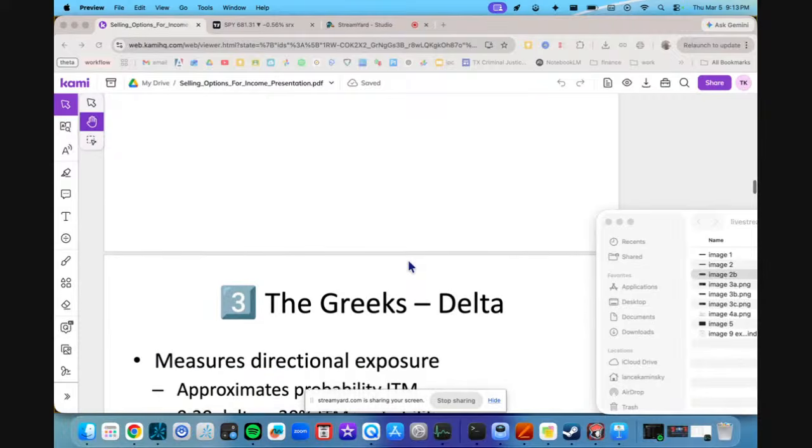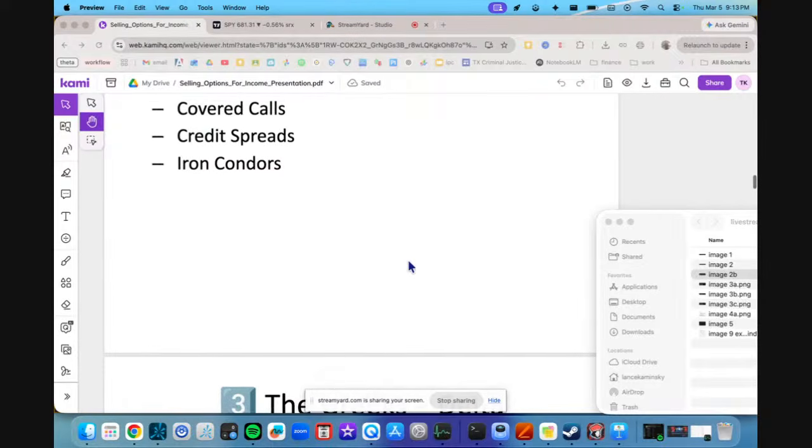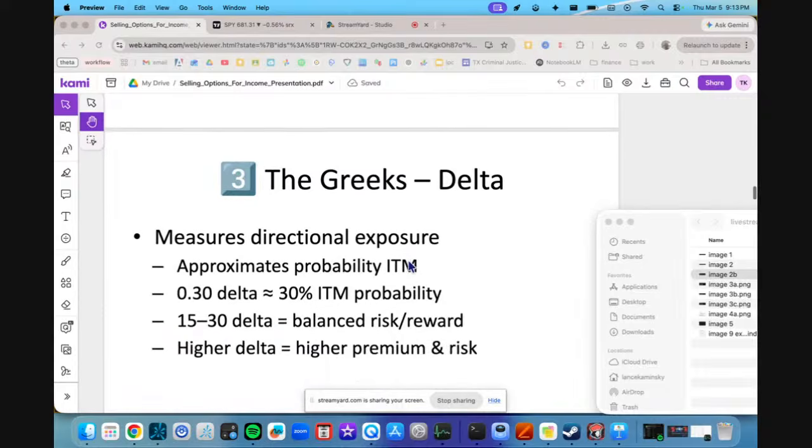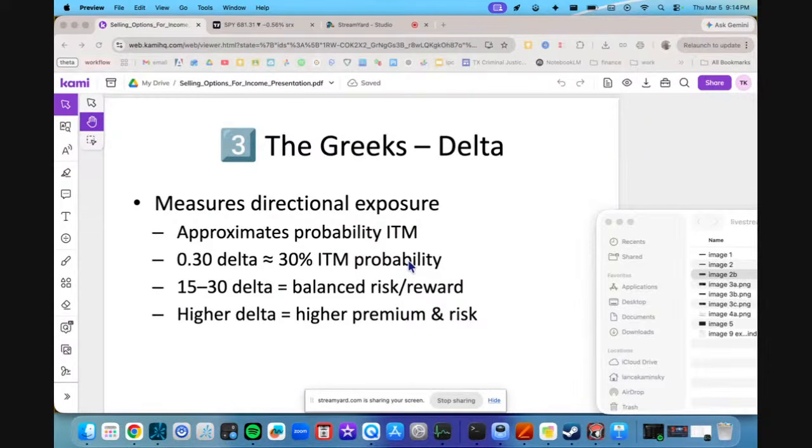Sounds good. All right, so we're going to quickly go over covered call, credit spreads. An iron condor is just another credit spread. I'll show that a little bit later when we look at Thinkorswim. Let me go over some of the Greeks first.